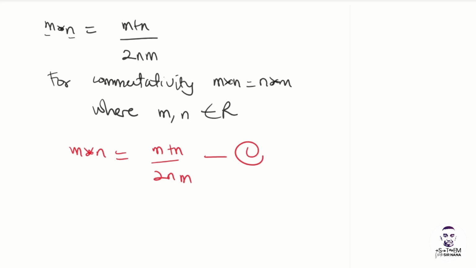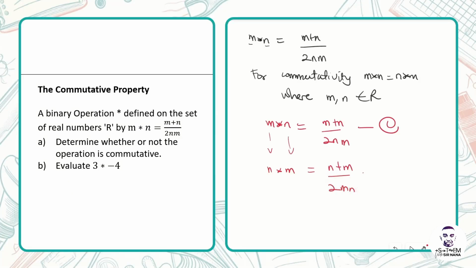Then we consider the other way around, n operation m. That means wherever we see m, we must put n there, and wherever we see n, we must put m there. So that becomes n plus m all over 2mn. Let's call this equation 2. Now we want to compare equation 1 and equation 2.